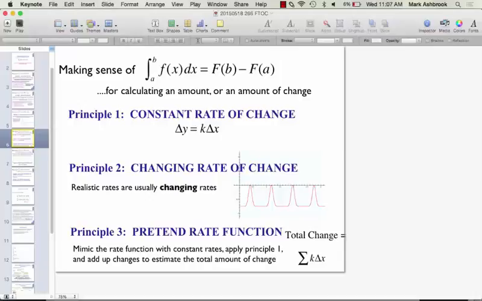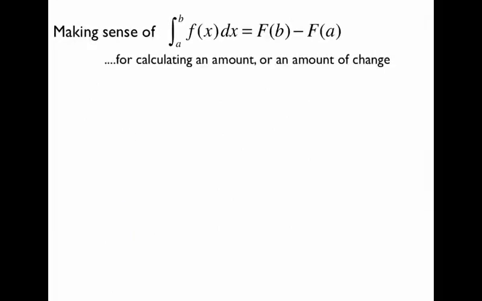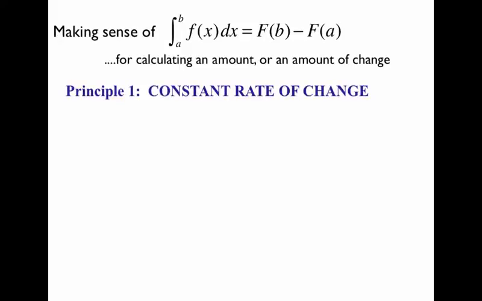So just quickly here, making sense of the fundamental theorem. It's calculating an amount or amount of change. And what was the first principle? Constant rate of change. First principle is constant rate of change. That a change in a quantity is the rate of change times the change in the independent quantity.